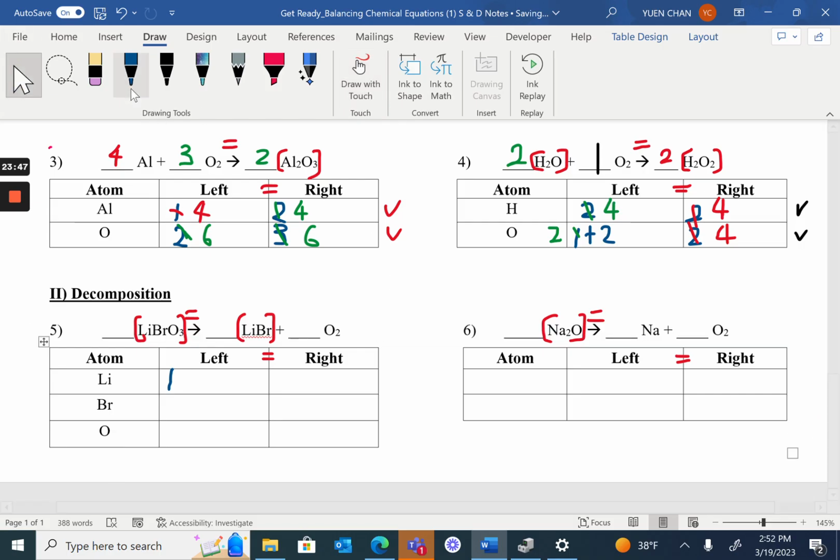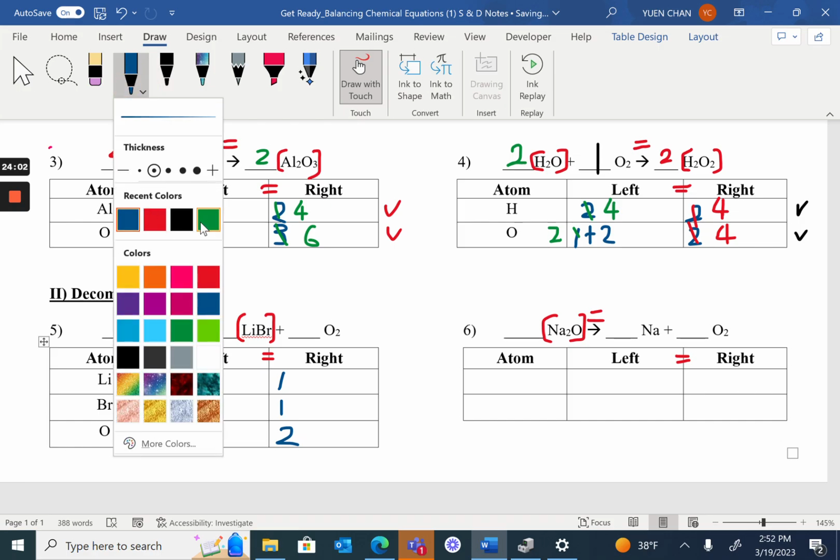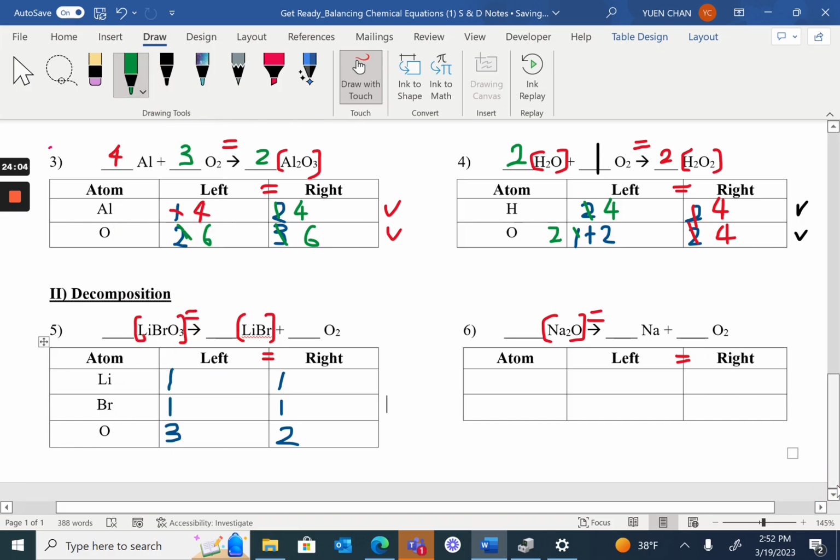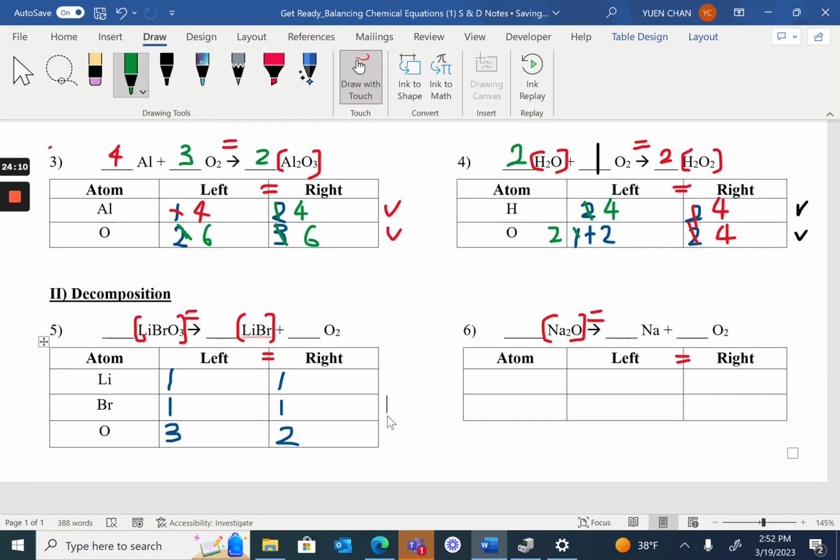Sorry. On the left-hand side, I get 1 Li, 1 Br, and 3 oxygen. On the right-hand side, I get 1 Li, 1 Br, and 2 oxygen. Again, similar to before, when I have an odd number and an even number, the best way is to multiply them to get the final number.